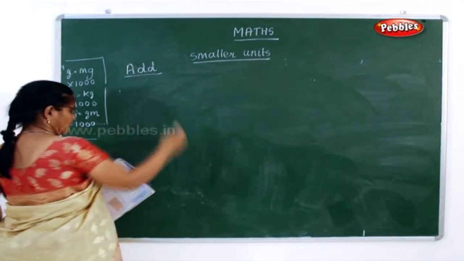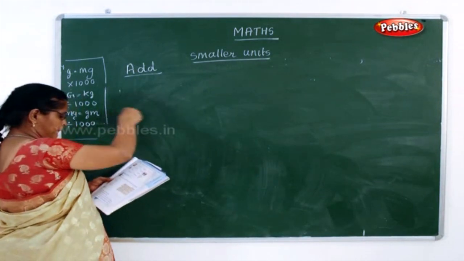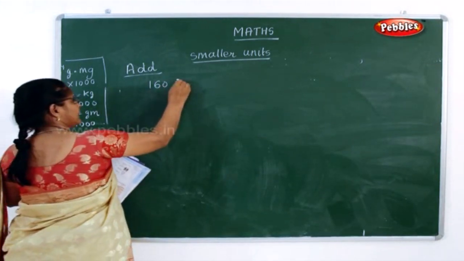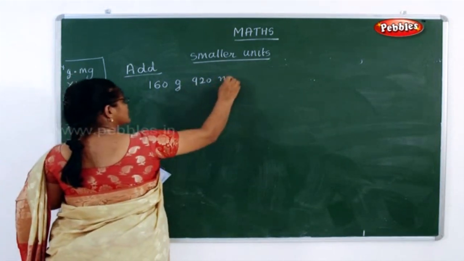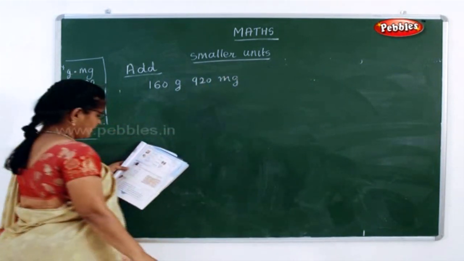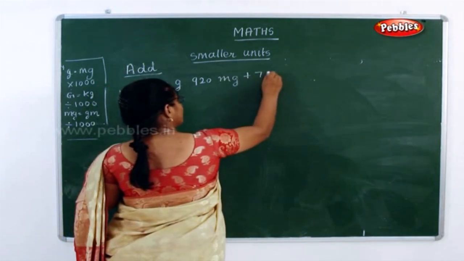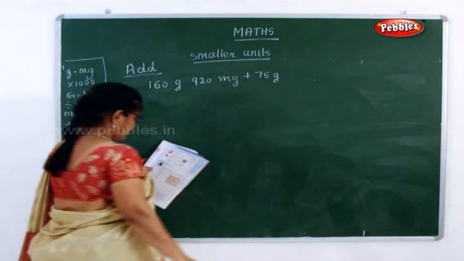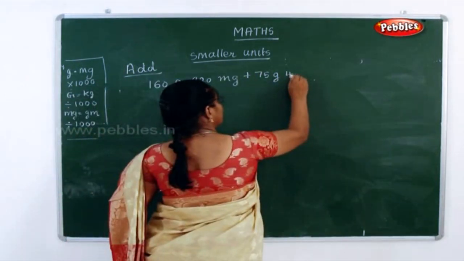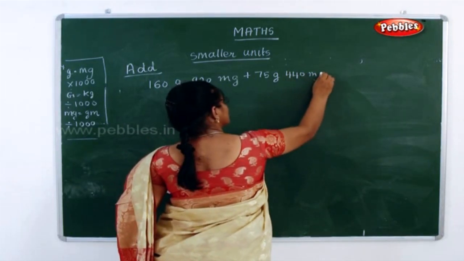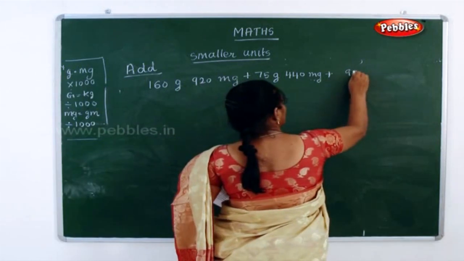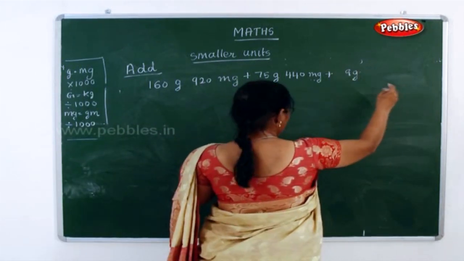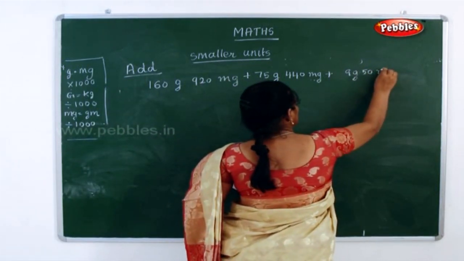Addition you are going to do now. See, the first one in your example, it is 160 gram, 920 mg, mg is what? Milligram, plus 75 gram and 440 milligram, that is mg, plus, see how many they have given? 9 gram and it is 50 mg.